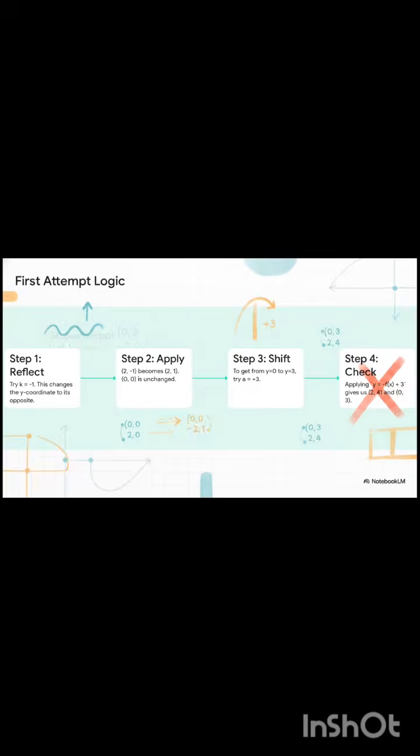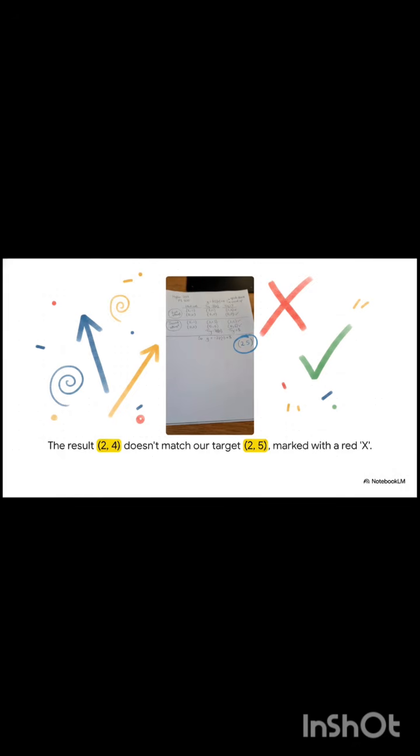Then, if you look at the point (0, 0), we can see it needs to end up at (0, 3). The easiest way to make that happen is just to add 3, right? So we'll set a to +3. So when we apply this new rule, y equals -f of x plus 3, we get (0, 3), which is perfect. But we also get (2, 4). And that's a problem. And this shows our problem perfectly.